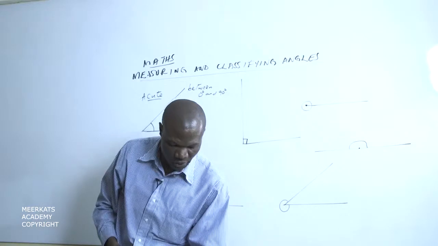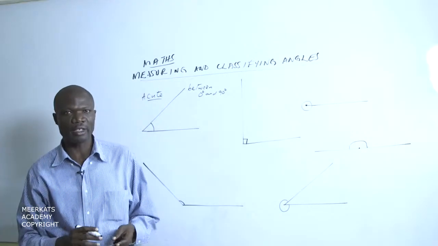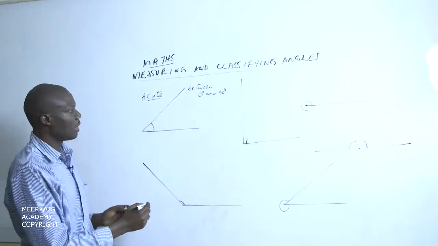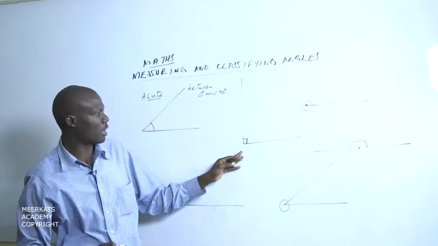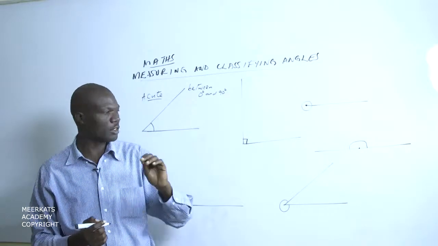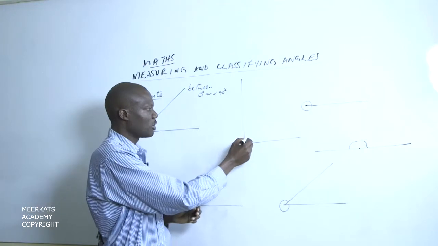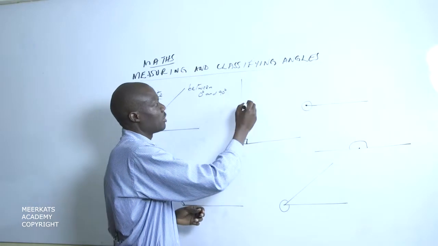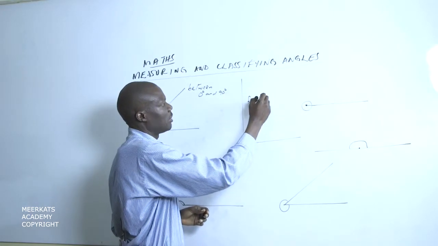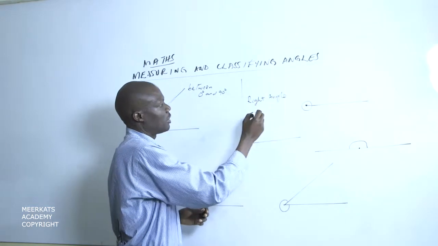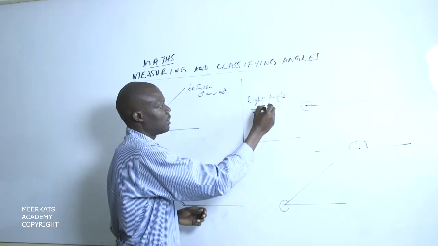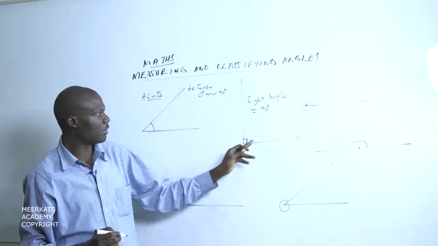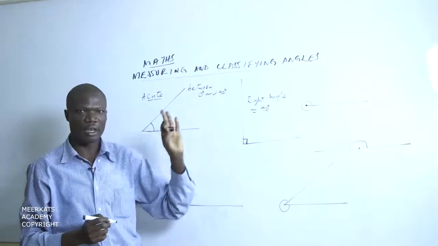The second type of angle is a right angle. This right angle is an angle that is 90 degrees. We can either write it as 90 degrees, or we give this sign which shows that it is a right angle. So this type of angle is called a right angle, an angle which is equal to 90 degrees.